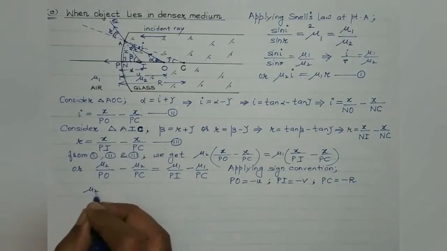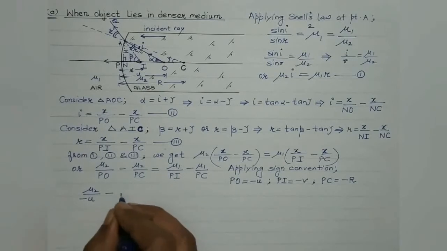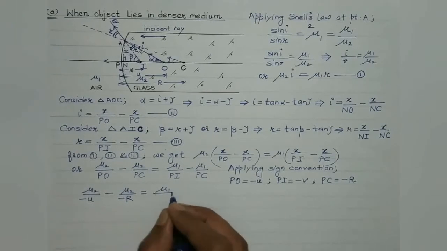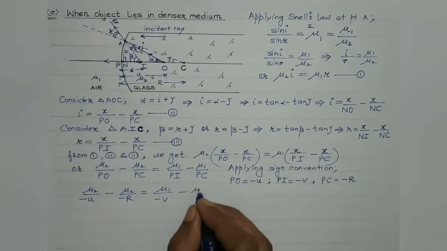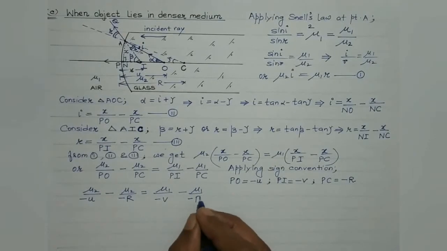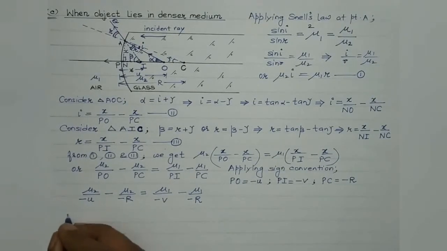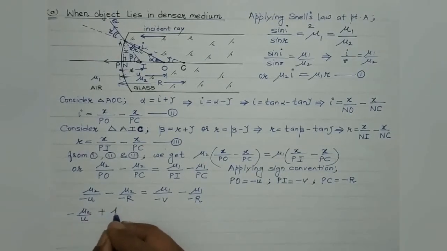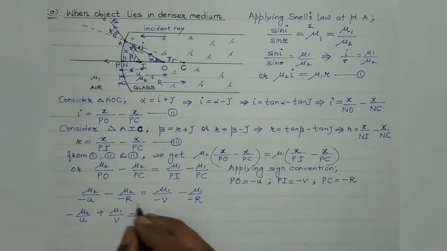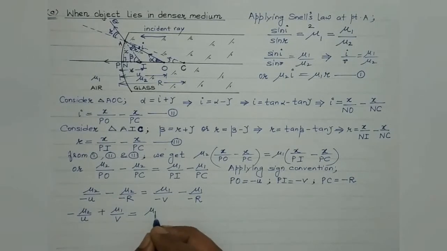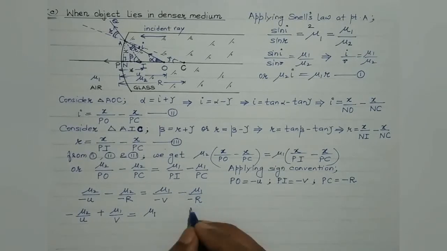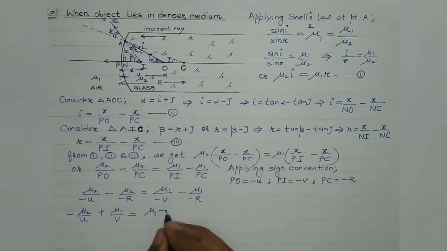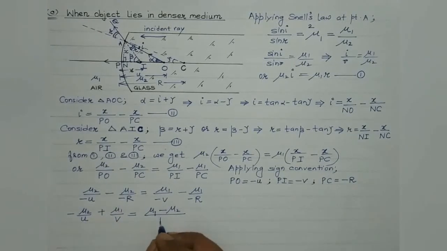So what we get is mu2 over minus u minus mu2 over PC, which is minus R. Here mu1 over PI, it's minus v, minus mu1 over PC, it's again minus R. So let us try to rearrange the terms. What we get is minus mu2 over u plus mu1 over v is equal to mu1, right? Minus minus, it will become plus. So mu1 will become plus, but on bringing this term over here, the sign will get changed. So it will be minus mu2 divided by R.